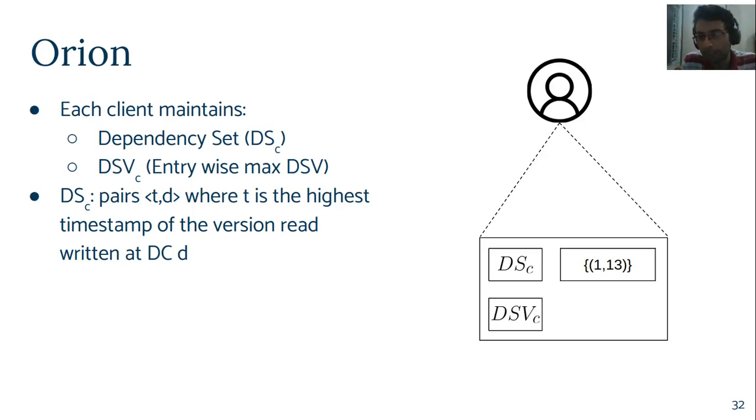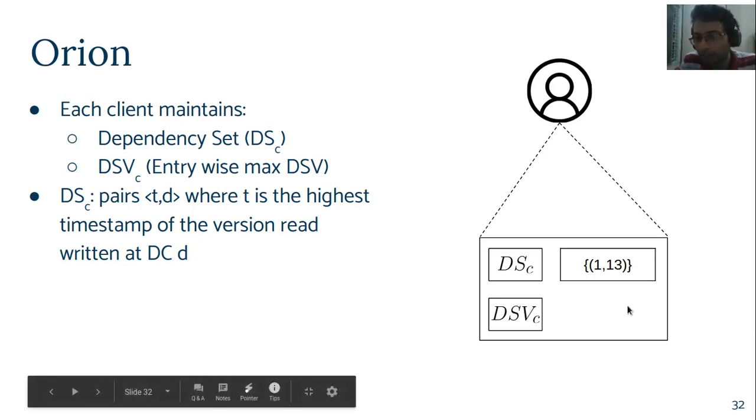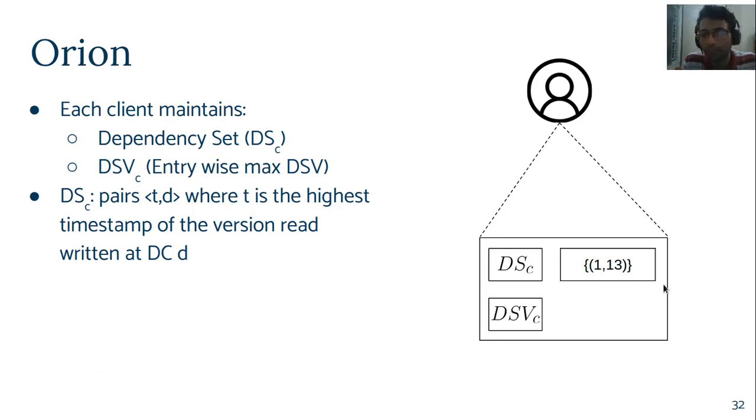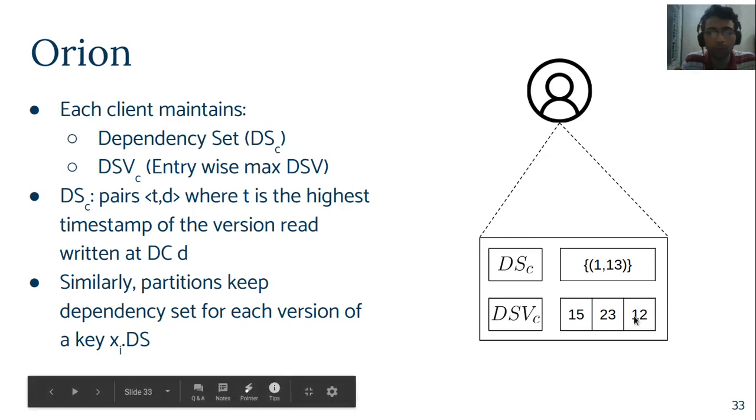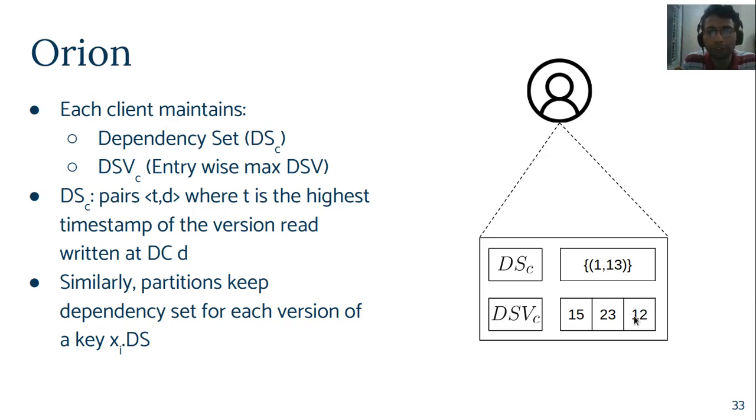In this particular example, DS is a set containing only one element, (1, 13), and DSVC is 15, 23, and 12. Similarly, partitions also keep a dependency set for each version of a key.